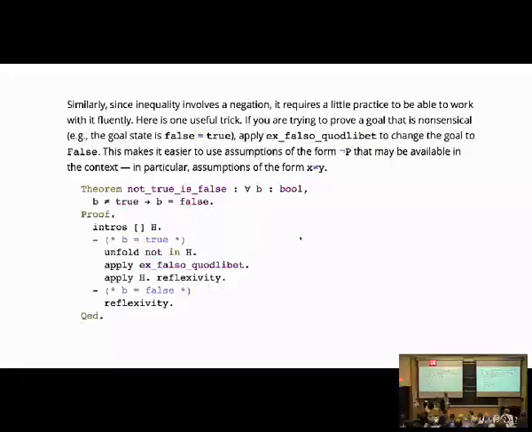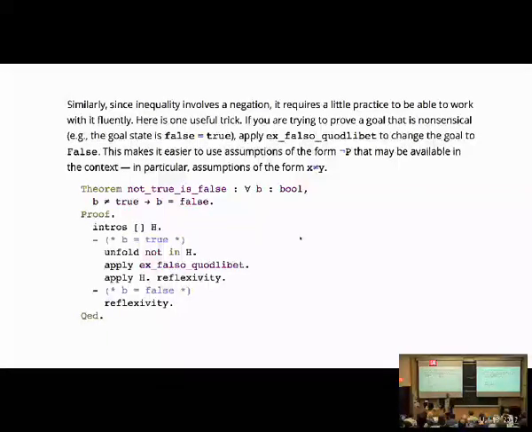Here's a little trick. If you're trying to prove a goal that looks nonsensical, it often helps to change the goal to be literally false. And you can do that by using X false equivalent, which, remember, says from false you can prove anything. So if we apply X false equivalent to any goal, that just replaces the goal by false, because that's the hypothesis of X false equivalent.